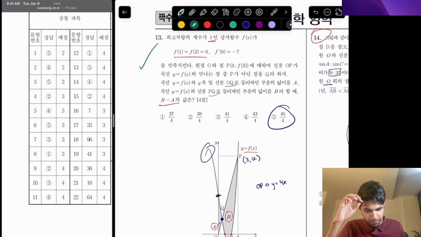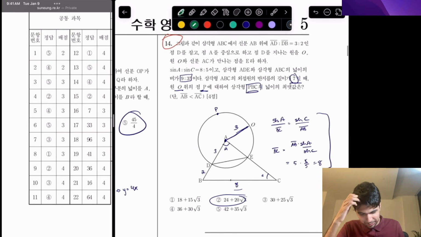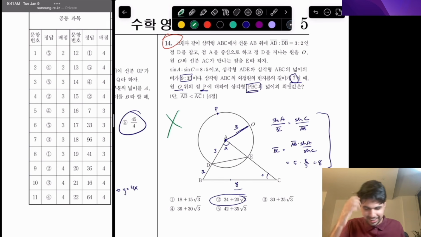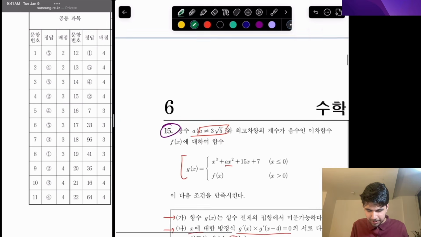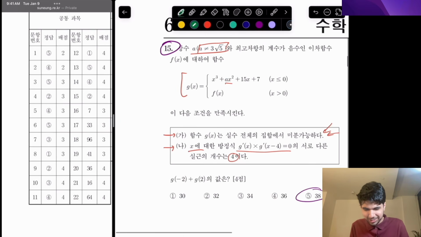Alright, 13 is 5. Okay, we got that. 14, I see that I circled it. The answer is 4. Did not guess that. It seems like P is just somewhere on the circle, and you need to find the maximum value of triangle PBC, the area of that. Yeah, I don't think I was guessing that anytime soon. 15 is 2, and we did not get that.